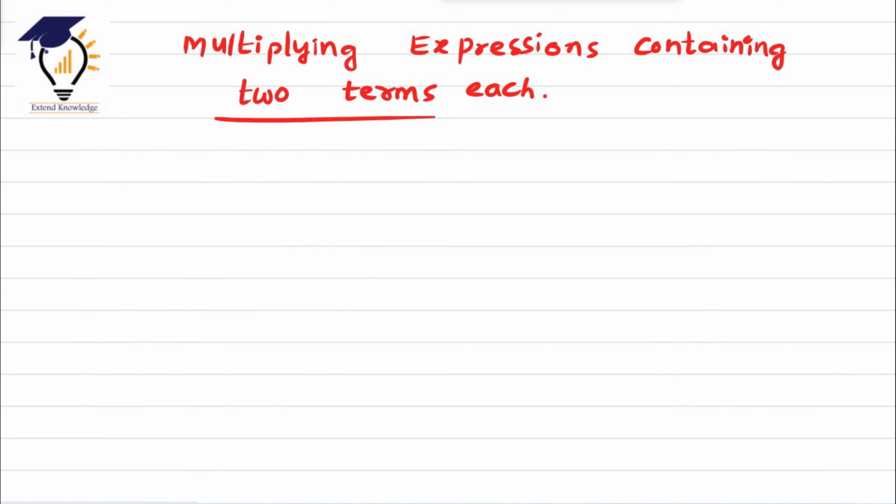Multiplying expressions containing 2 terms each. In the first stage we have learned multiplying expressions with a single term. In the second stage we have learned multiplying a single term times multiple terms, like 2 terms. Now here we are multiplying expressions with 2 terms times 2 terms. If we get an expression with 2 terms times 2 terms, how do we do this?